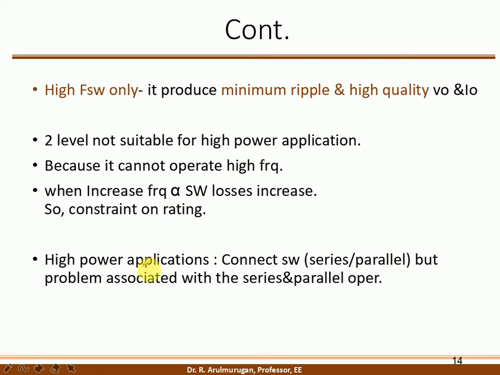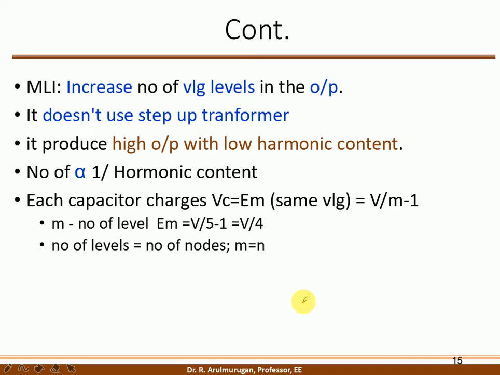For high power applications, you could connect switches in series and parallel, but then series and parallel operation issues come in. So the better option is the multi-level inverter. It increases the number of voltage levels. For increasing the level, a step up transformer is not used. A step up transformer increases the AC output voltage, but here it is not used. Only a series of switches is connected to achieve it.